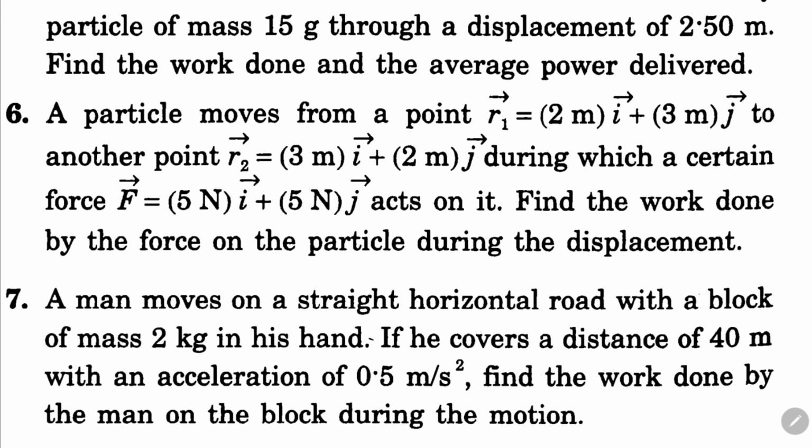Now in the next question, the sixth question, we have a particle which is moving from R1 to R2. The positions of the particle are given, R1, and then it goes to R2. Now the force was 5 Newton in the x direction and 5 Newton in the y direction. So we need to find the work done on the particle during this displacement.